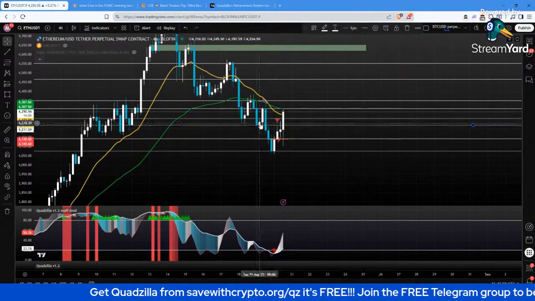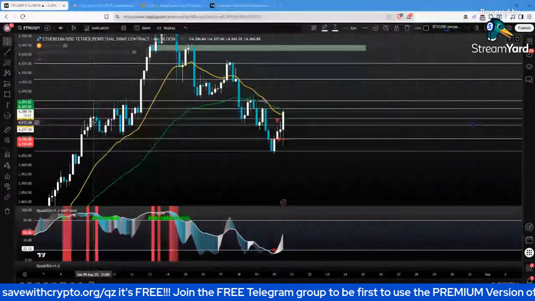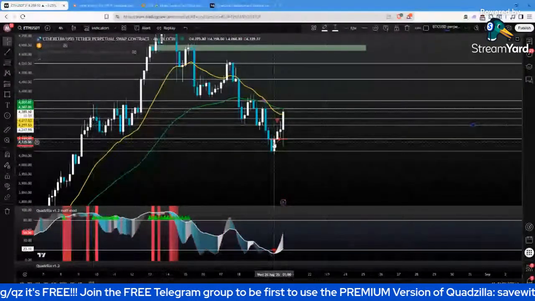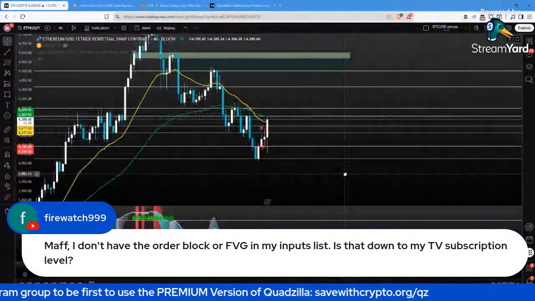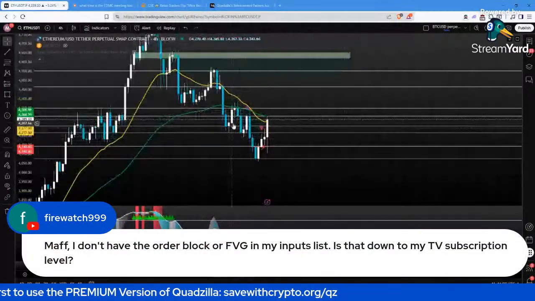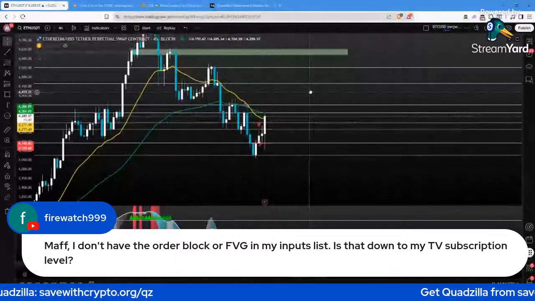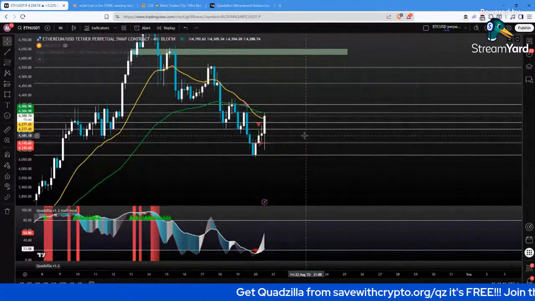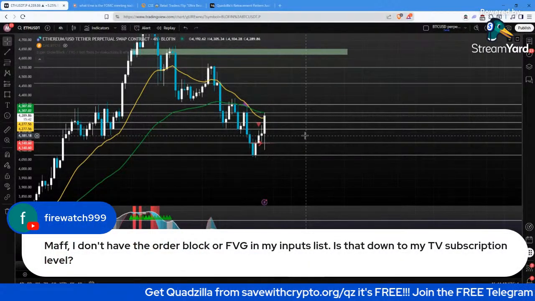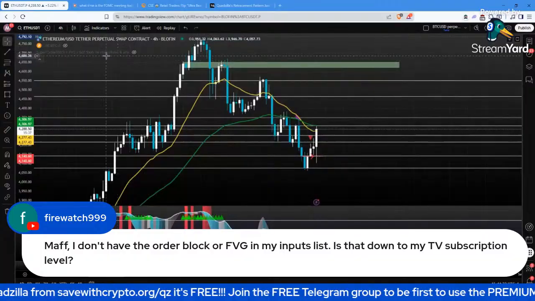Do I draw one in there? Is that kind of valid? I suppose it is. It's the bottom of that range, isn't it? And the touch points all along, so that's obviously valid in some way. It's also just looking at anywhere where there's order blocks building, where there's liquidity, but there's not much of that. Oh, I don't have the order blocks or fair value gap on my inputs list. It is a different indicator. Yeah, it's just an indicator.